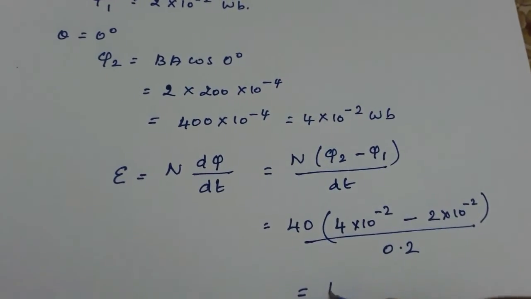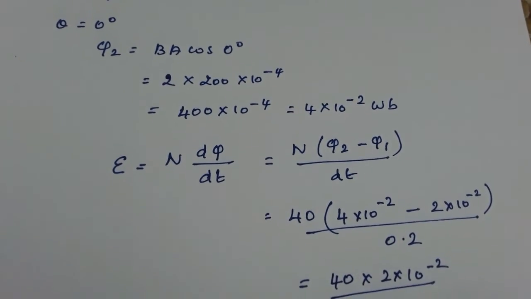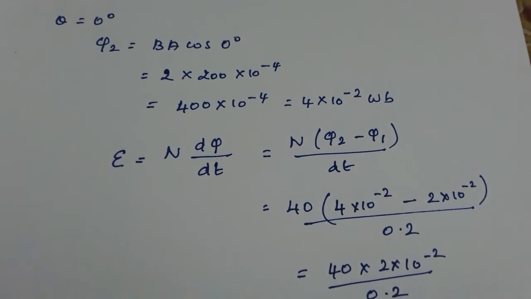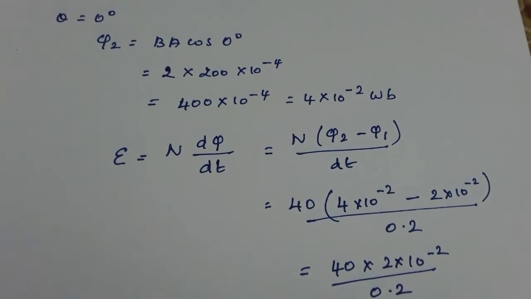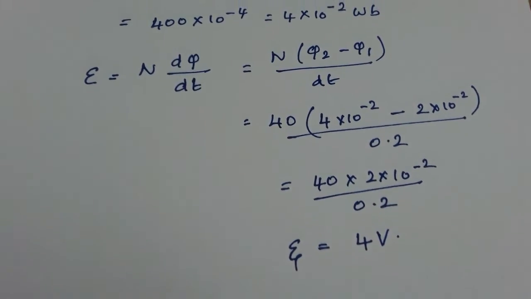So it is 40 into 2 into 10 raised to minus 2 divided by 0.2. If you multiply and divide, you will get 4 volt. So this is the EMF. The EMF produced here is 4 volt.